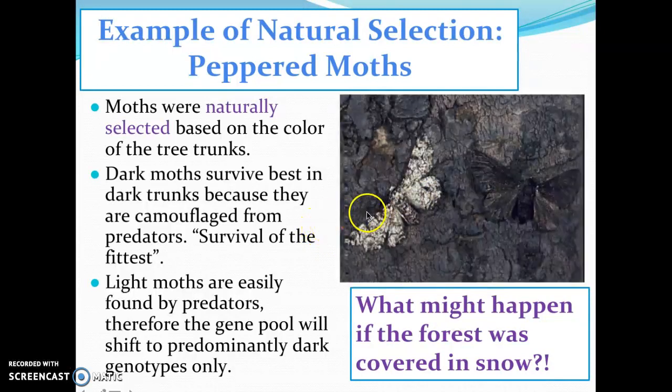Okay? So this is a very good picture of what it looks like. If you notice, obviously, right now the trunks are dark, so the black moth will have an advantage. It will be better suited for their environment than the ones that were white. And so these are the ones that are going to be able to pass their genes to the next generation of moth. All right?